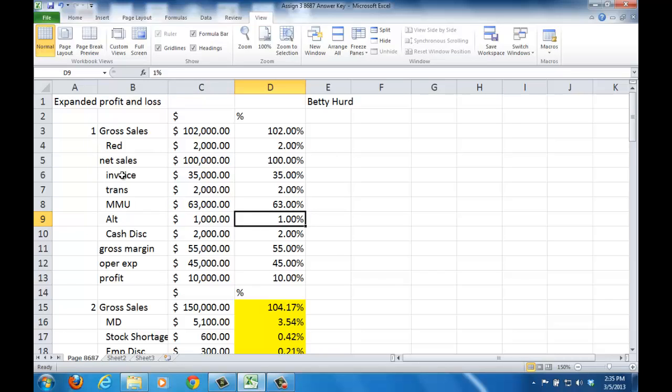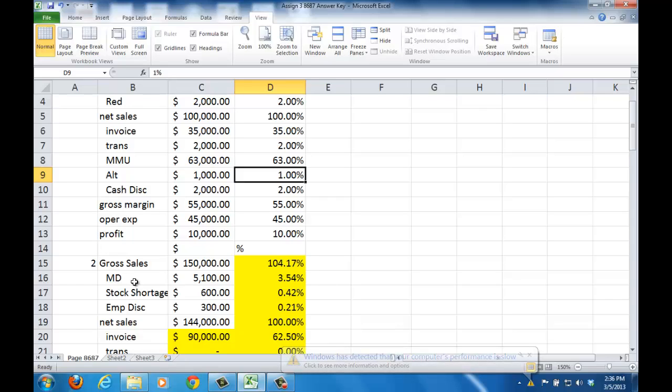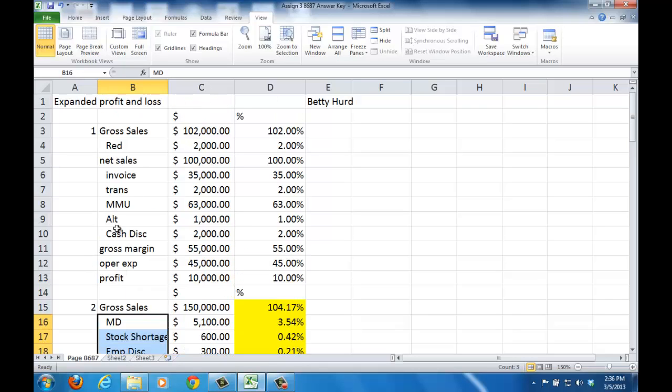So as a refresher, in this part of the expanded profit and loss statement, gross sales are above the line. I'm just going to scroll down here. They include markdowns, stock shortages. We've either had theft or paperwork, internal theft, external theft, and employee discounts. So those are all things that we include in the expanded version of net sales.